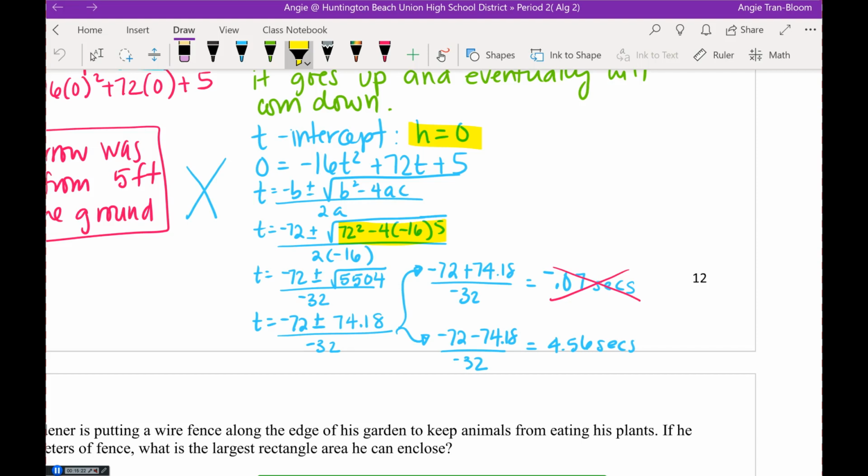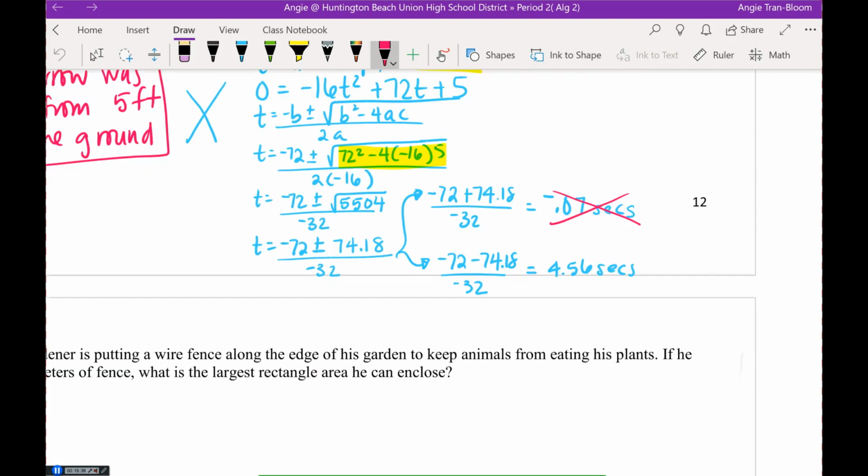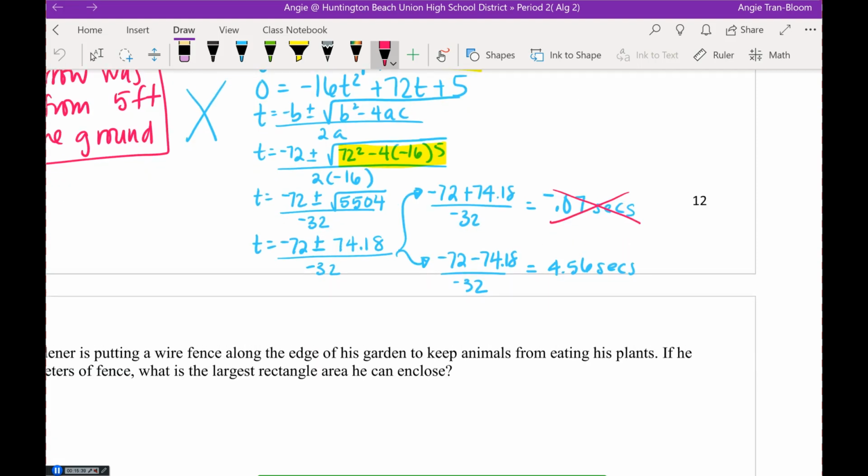What does h equals 0 mean? That means there's no height. Gabe, what does that mean when there's no height? It means it went up and then all the way down. So where is it now? On the ground. So how long did it take for the arrow to hit the ground? About 4.56 seconds. It takes about 4.56 seconds for the arrow to hit the ground.